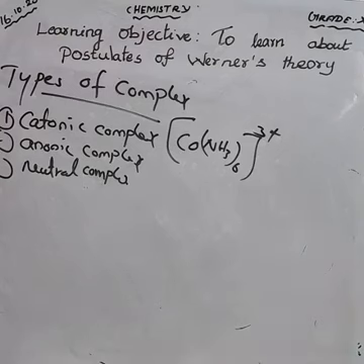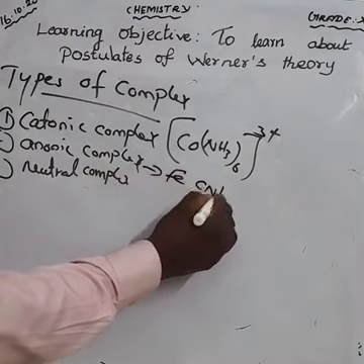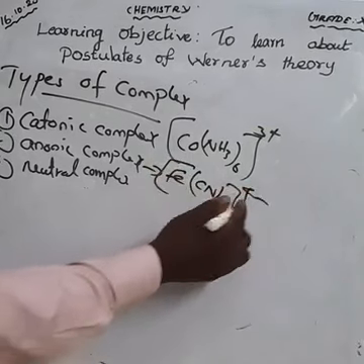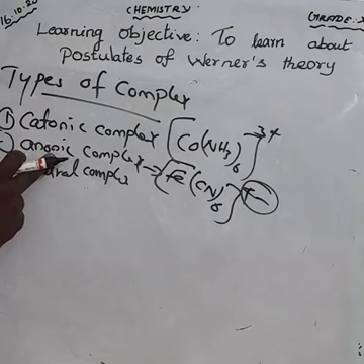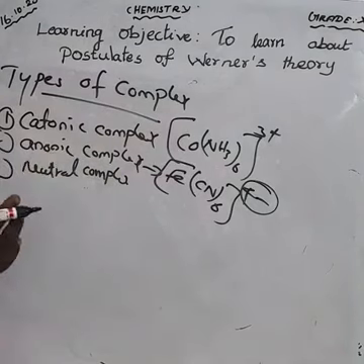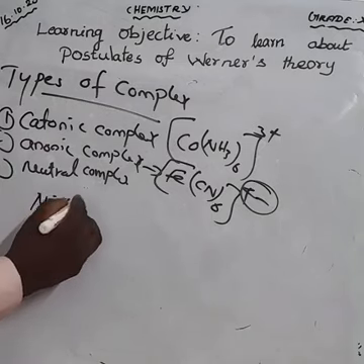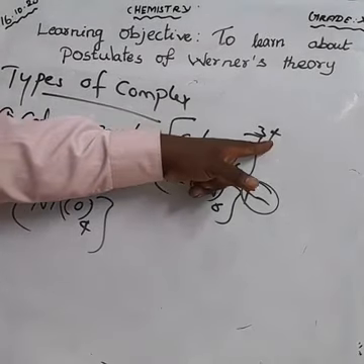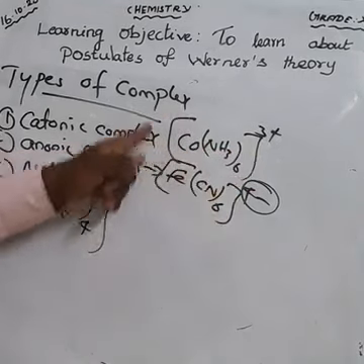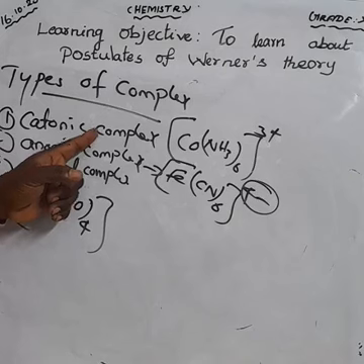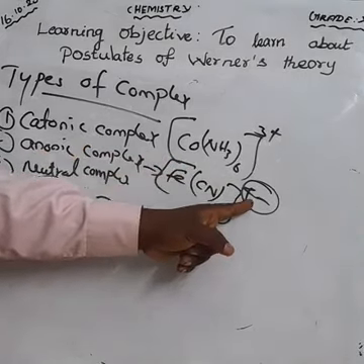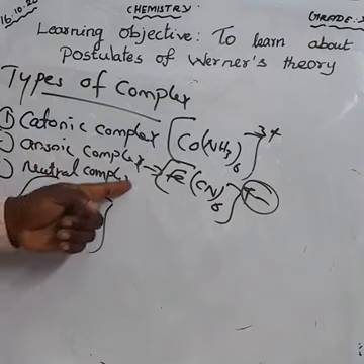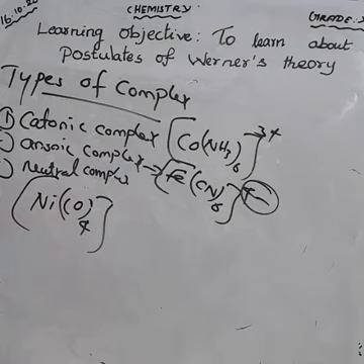Suppose it has a negative charge: anionic complex, for example [Fe(CN)6]⁴⁻. Negative charge, so we say anionic complex. Suppose there is no charge, for example Ni(CO)4. No charge means neutral complex. So a cationic complex must contain a positive charge on the coordination entity. If the net charge of the coordination entity is negative, we say anionic. If there is no charge, neutral. Clear?